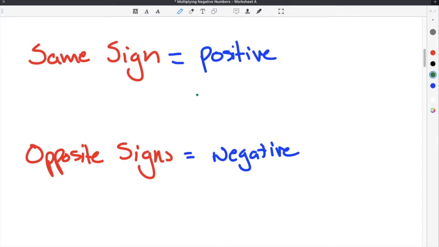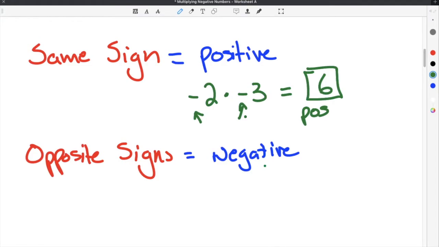Just to give you a couple quick examples, if we did negative 2 times negative 3, both of these are negative numbers. So they have the same sign, which means our answer has to be a positive number. Negative 2 times negative 3, or just 2 times 3, is 6, and because a negative times a negative makes a positive, the answer would be positive 6.